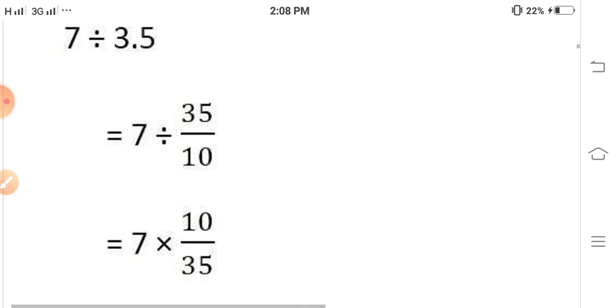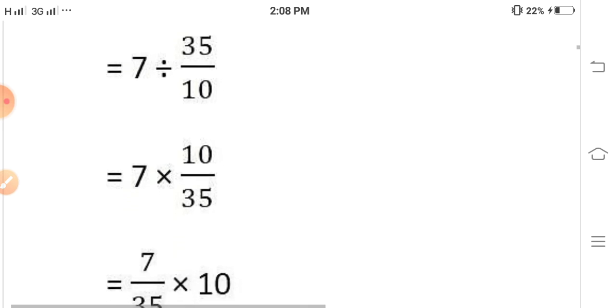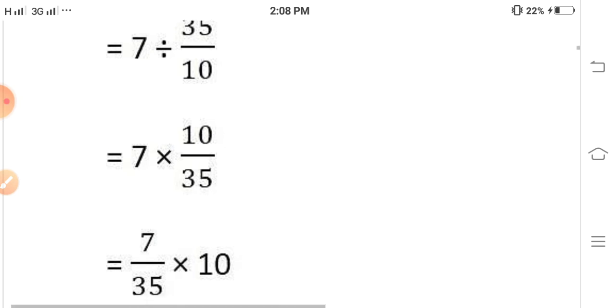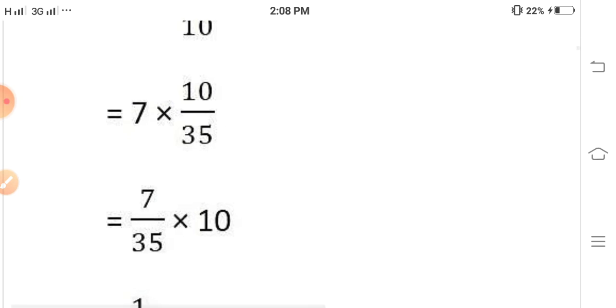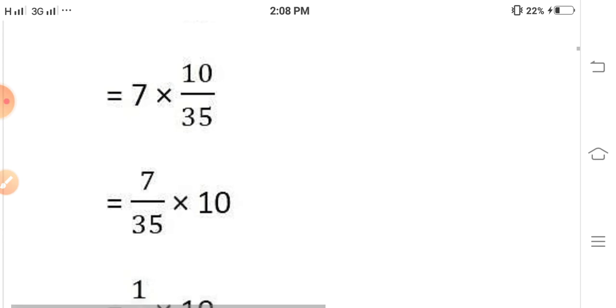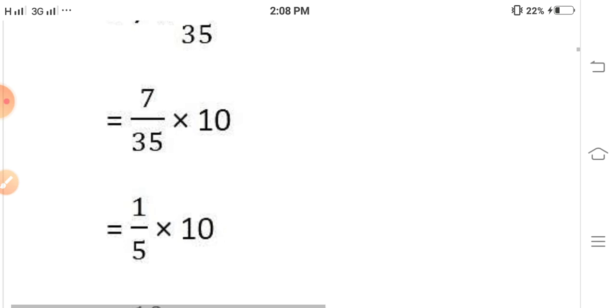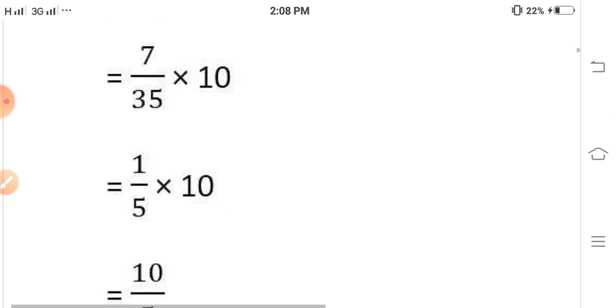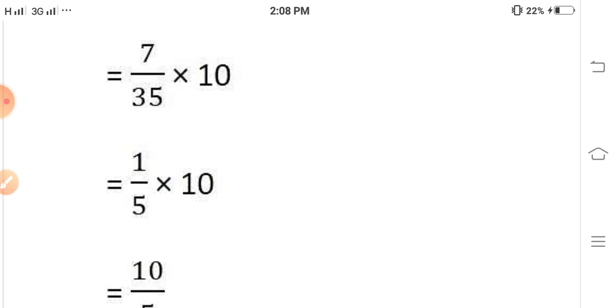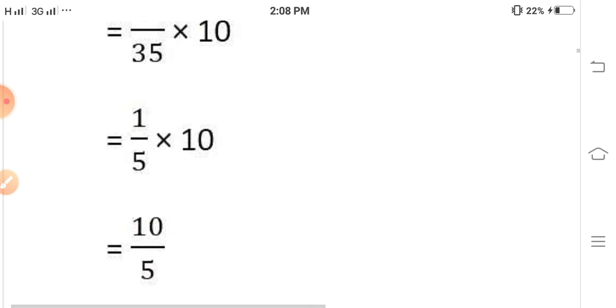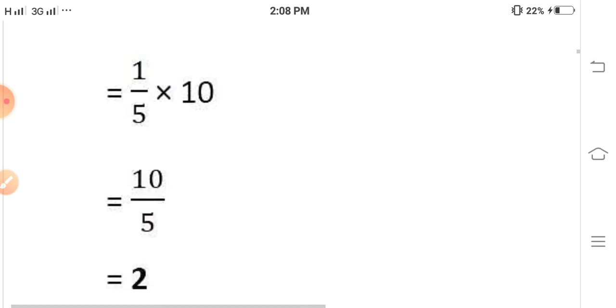Now the second term is already in fraction form, so we will just change the sign and take the reciprocal. So it becomes 7 upon 35 multiplied by 10. 7 and 35 will be cancelled out with each other, and it becomes 1 upon 5 multiplied by 10. Again 5 and 10 can be cancelled out with each other. So the answer is 2.